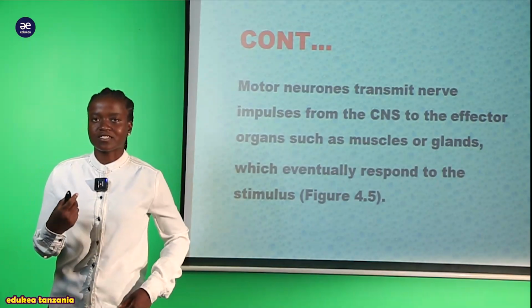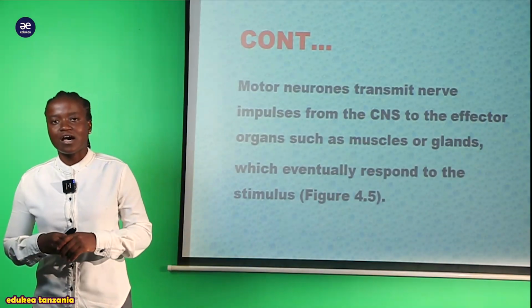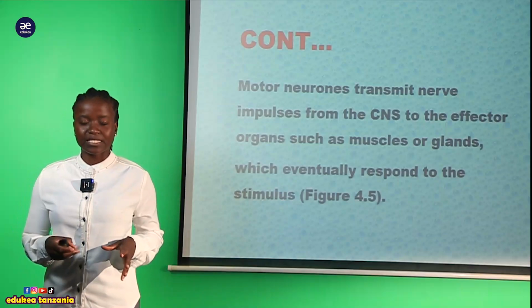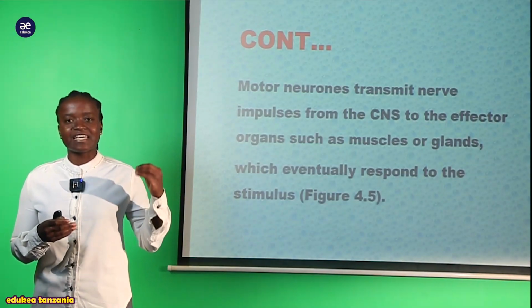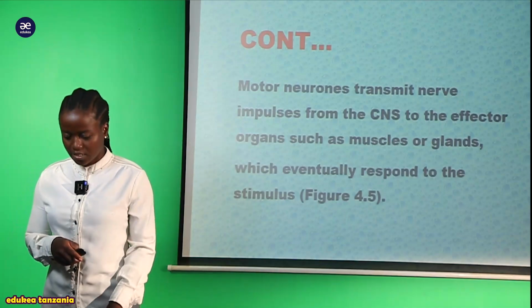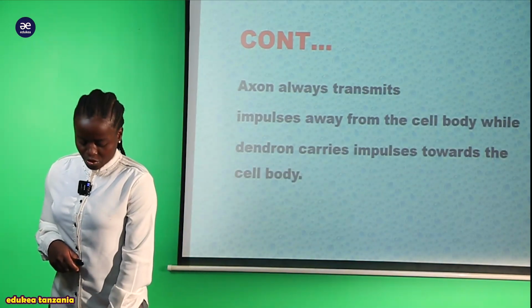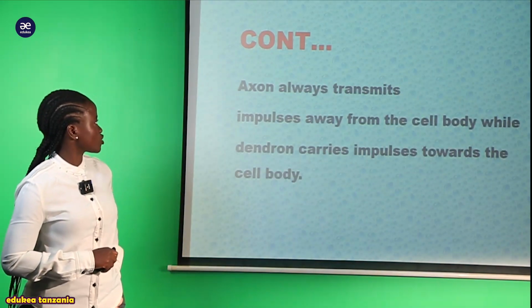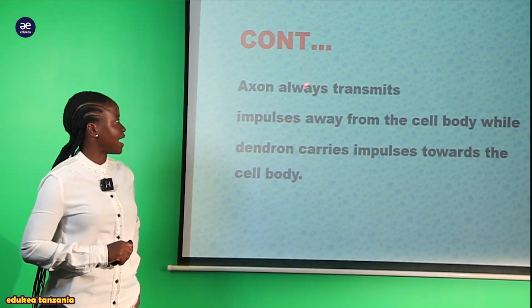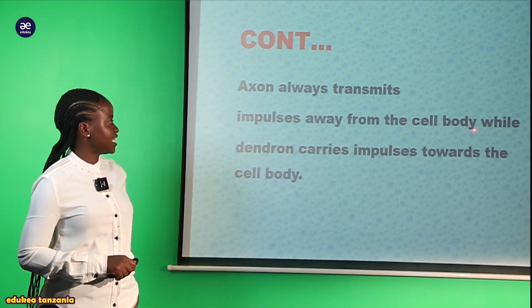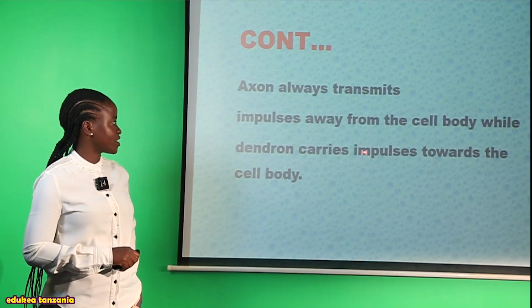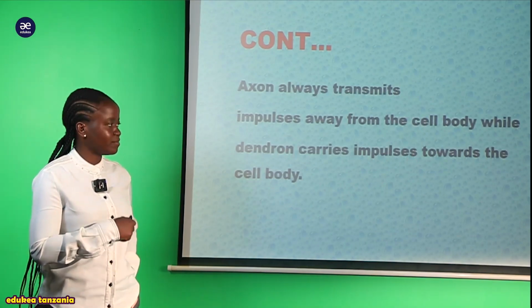I hope you know what the stimulus is. That is changes of the environment, changes occurring within the environment. It can be either an internal change or an external change. And also we can say that the axon always transmits impulses away from the cell body, while the dendron carries impulses toward the cell body.